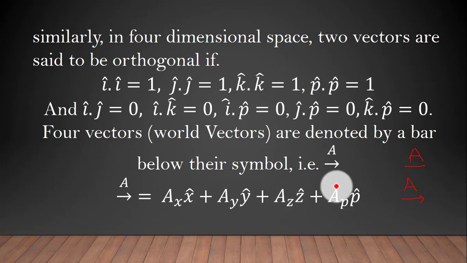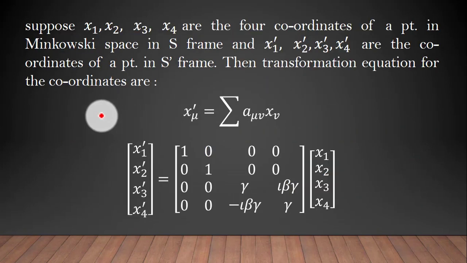And Ap, the p component, is its component along the p coordinate, which is related to the time coordinate basically. So this is a representation of a 4 vector, and you can also denote it in any other way. There are many ways to represent the 4 vectors that we will be discussing later. So now suppose you have 4 coordinates in a Minkowski space, which are x1, x2, x3 and x4. These are the 4 coordinates of a point in Minkowski space in the S frame.